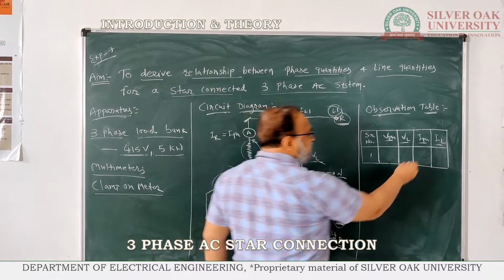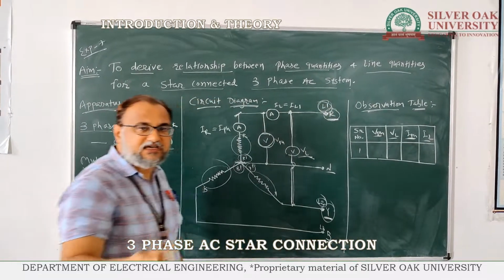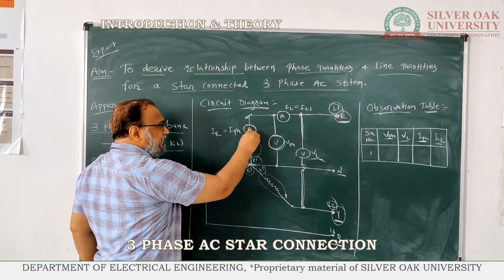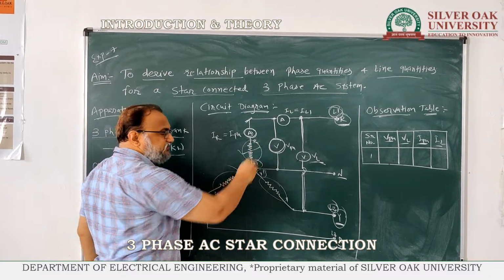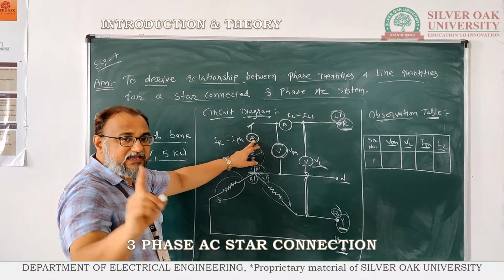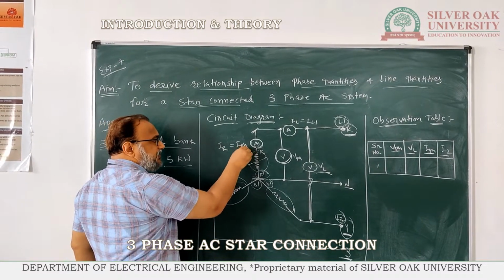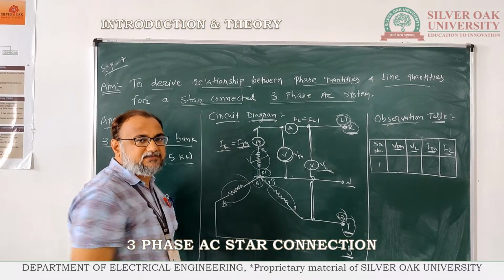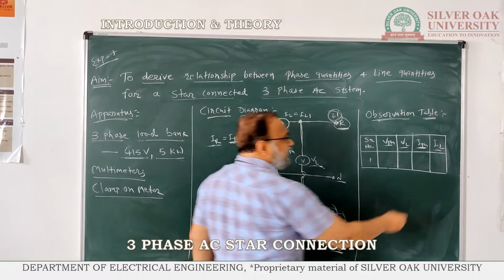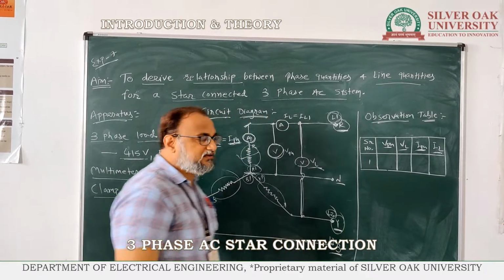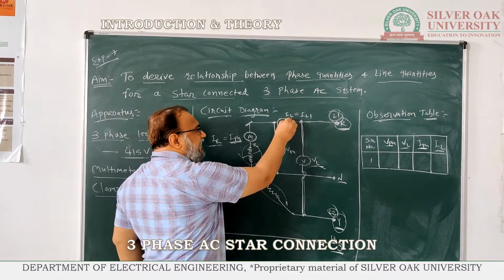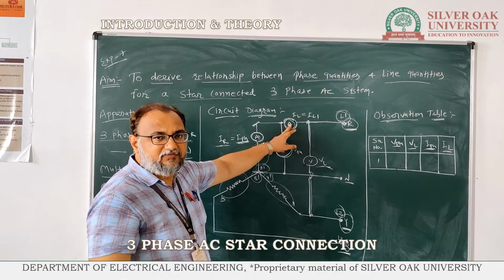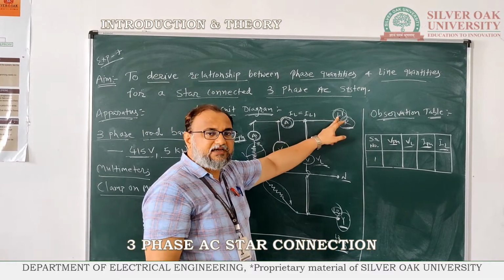The next thing you can see here is phase current. Phase current is the current which flows through the phase. So this ammeter is connected in series with this phase, and it will measure the phase current which flows through this R phase. You can say it is the phase current, or you can say it is IR. Okay. And the next thing is line current. To measure the line current, we will connect this ammeter in this line. So this ammeter will measure the current which flows through the line L1.